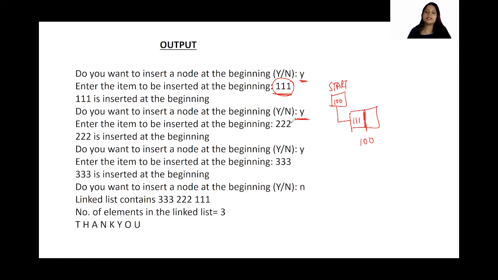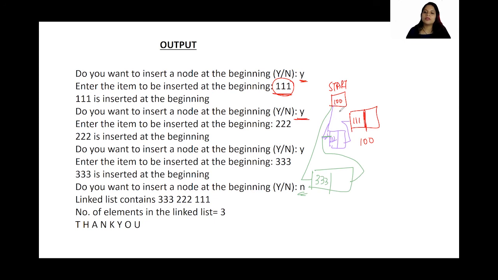Again, I'm going to insert it in the beginning, which means I am going to remove this link, and then add this new value, right? What is the new value? 222. So this 222 is going to come over here. Clear? Now, do you want to insert a node at the beginning? Again I'm saying yes, and 333 is going to get inserted. So again I am going to add this over here, and then this is where my link goes. Again, do you want to insert a node at the beginning? Now I am saying no.